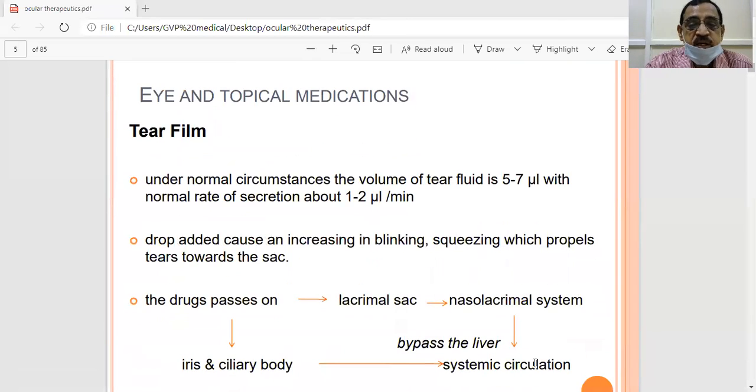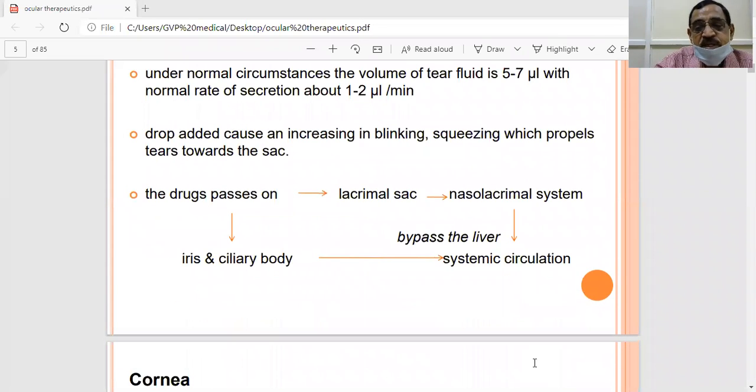Okay. Tear film also we have seen. Under normal circumstances, the tear film will be around 5 to 7 microliters, with the normal rate of secretion around 1 to 2 microliters per minute. When we add a drop, it increases blinking and squeezing of the liquid in the conjunctival cul-de-sac, which propels it towards the sac. So the drug passes into the lacrimal sac, nasolacrimal system, and then, bypassing the liver, goes into the systemic circulation. And secondly, the drug passes into the iris and ciliary body, and from there to systemic circulation.